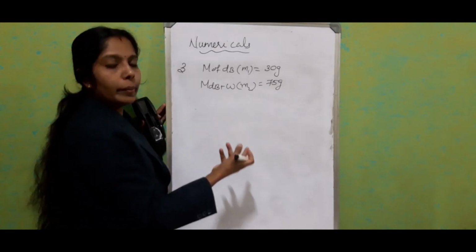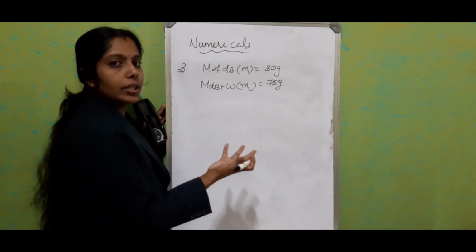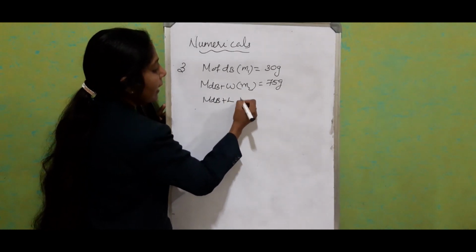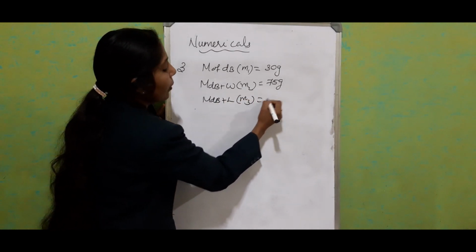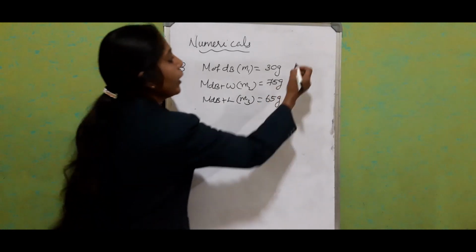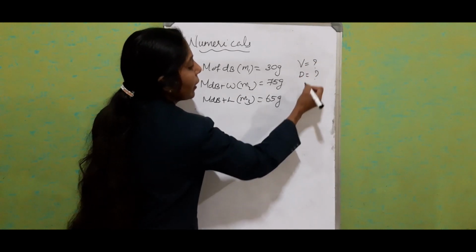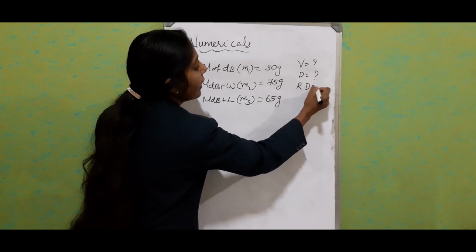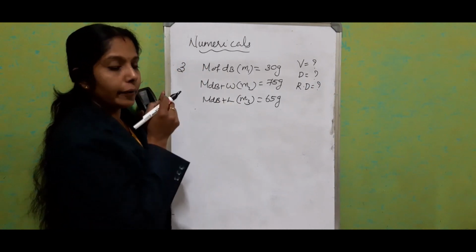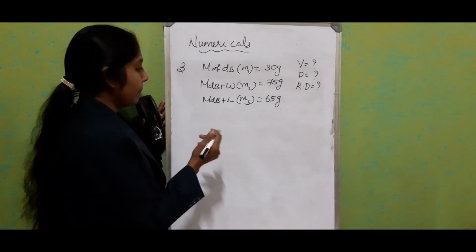And here they did not mention which kind of liquid, just mention it as liquid. So we'll write the mass of density bottle plus liquid, that is M3, is equal to 65 gram. These are the data given. We need to find out the volume of the bottle, density of the liquid and relative density of the liquid. So three things we need to find out. Okay. So first we'll find the volume.